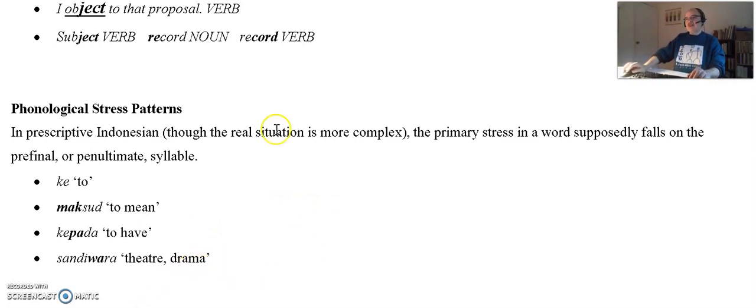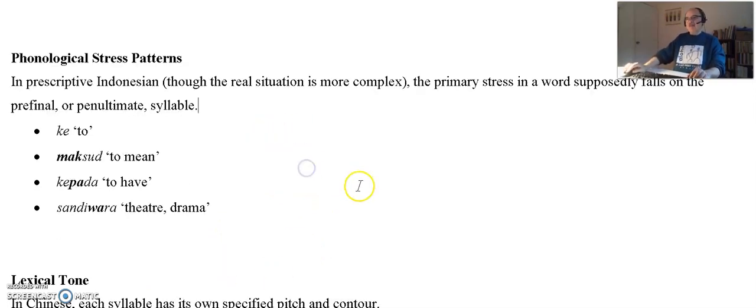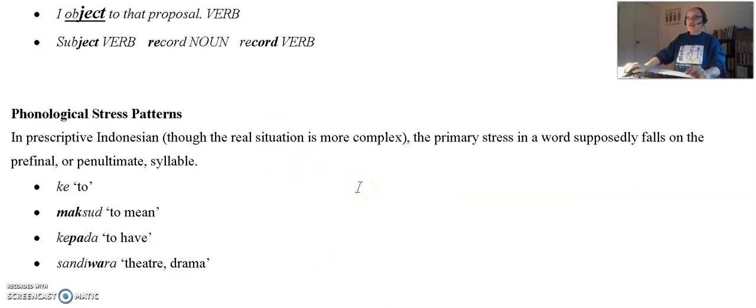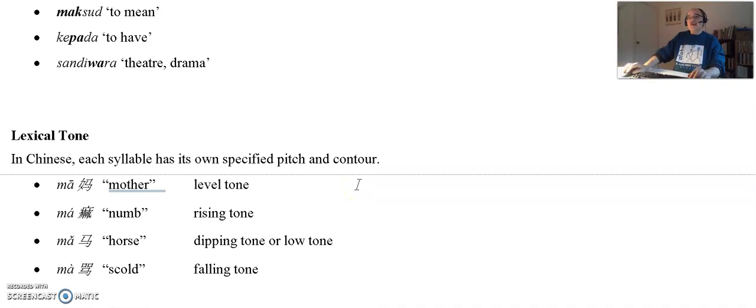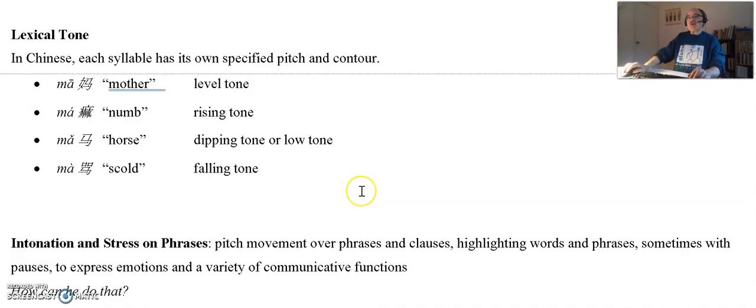But again, the situation is more complex, and there's a lot of variation. But it gives you a sense of what phonological stress patterns are, and different languages do have identifiable phonological stress patterns. Another type of prosody is tone. Of course there are consonants and vowels, which are minimally distinctive to help us distinguish the meanings of words. In Chinese, each syllable has its own specified pitch and contour. In fact, there are some other features as well, but this is what we focus on.